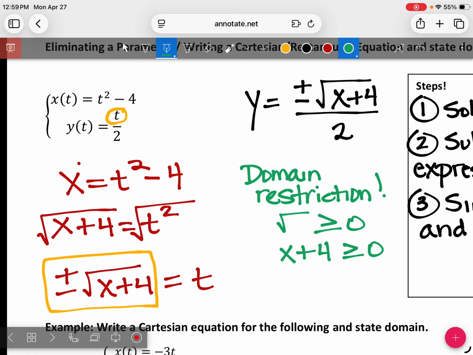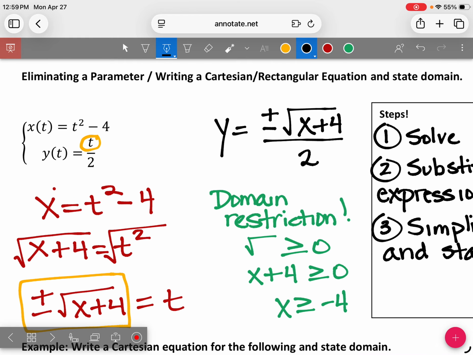So to solve it, I would just subtract the 4, right? So we get x is greater than or equal to negative 4. So what that means is on our number line, starting at negative 4, that's as far as my graph can go to the left. It's a closed circle and over.